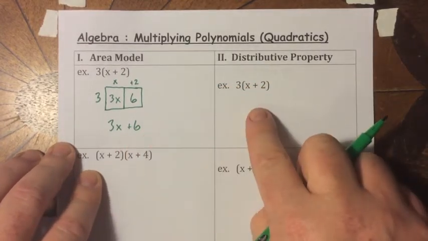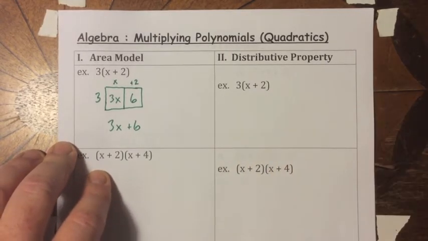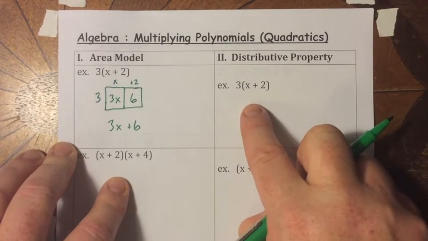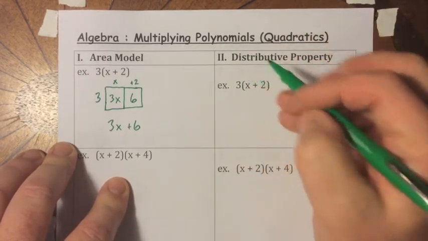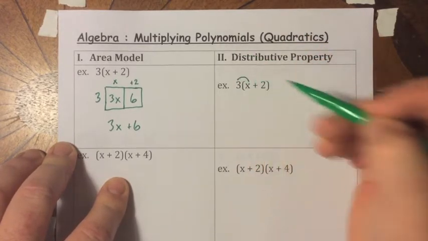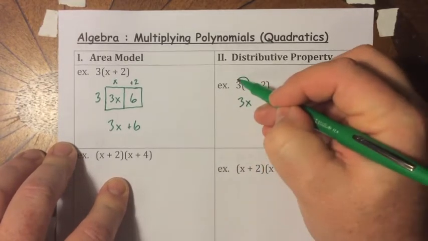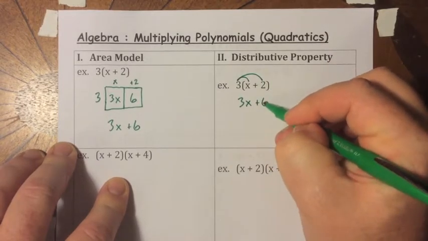Let's go ahead and move over now to using the distributive property. Many of you will recognize this because we used this when we were dealing with linear equations, and specifically when we were simplifying or solving linear equations. I'm going to begin by distributing the 3 to the x, and I'm going to get 3x. And lastly, I'm going to multiply the 3 times the 2, and that's going to give me a positive 6.